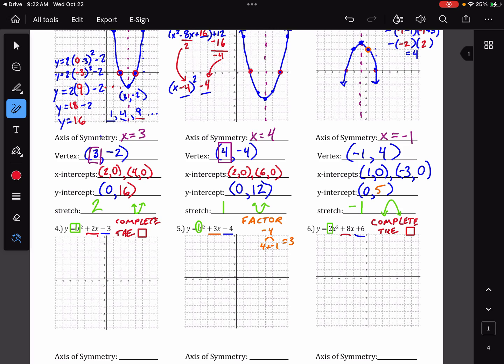Number 4, I take that b term, I divide it by 2. This is going to start by giving me my vertex form. 2 divided by 2 is positive 1.